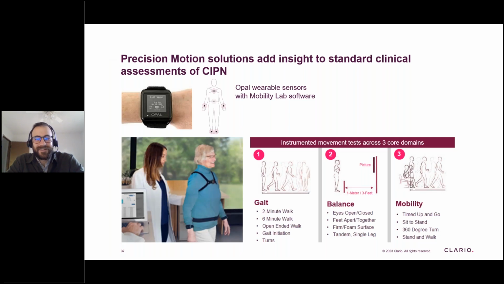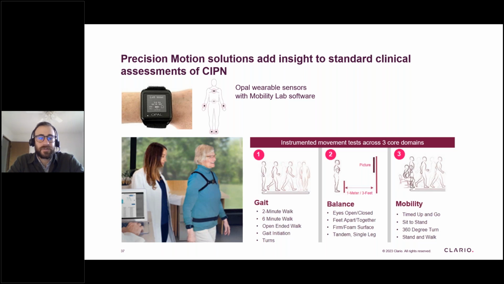Thank you. And to preface this, the Opal wearable sensors and mobility lab software have a robust history of scientific validation and also use in clinical cohorts, and can be implemented in clinical trials to objectively assess movement and function in conjunction with standard patient-reported outcomes.